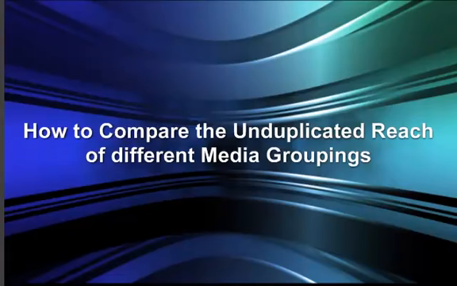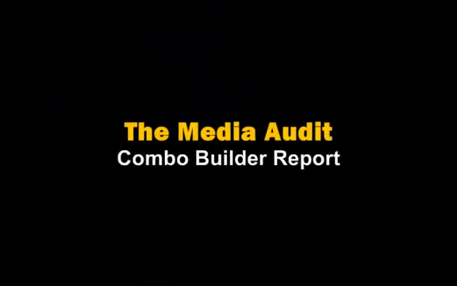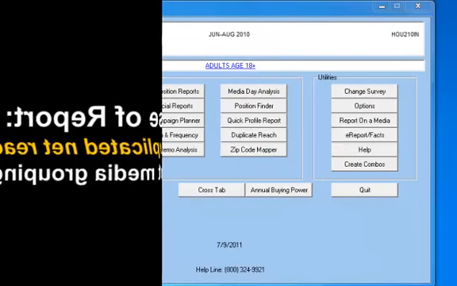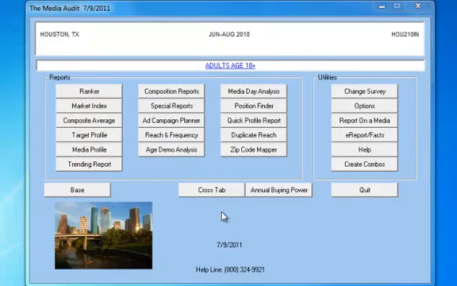The following is a step-by-step tutorial on how to create a Combo Builder report using the Media Audit. The Combo Builder software program enables you to experiment with different media selections. The reports will provide you with the unduplicated net reach of any media combination. In addition, you can create multiple media groupings for comparison to see which group will have the optimal reach for any qualitative target that is in the Media Audit database.